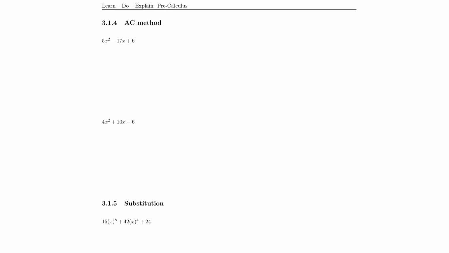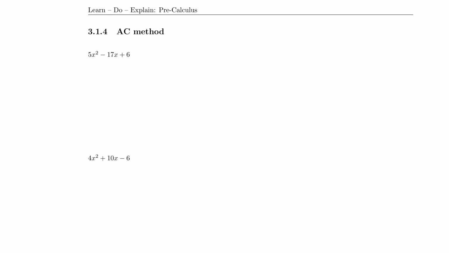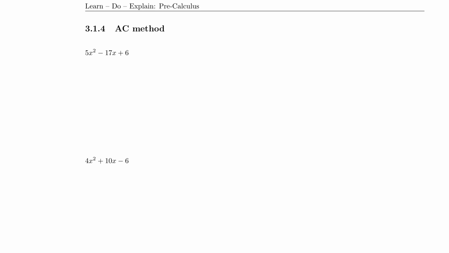Okay, so here we have more methods of factorization. We have the AC method, and what this means is that it's very similar to the difference of perfect squares, but now the x squared, instead of being alone, is multiplied by a number. So how do we solve this type of polynomial? How do we factorize it?